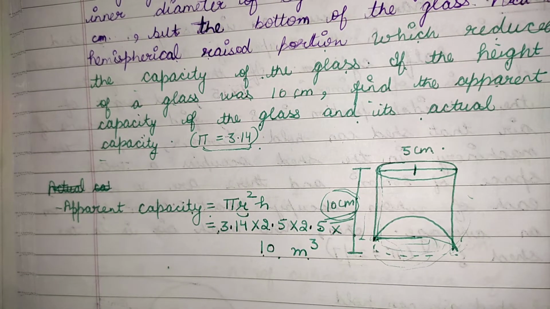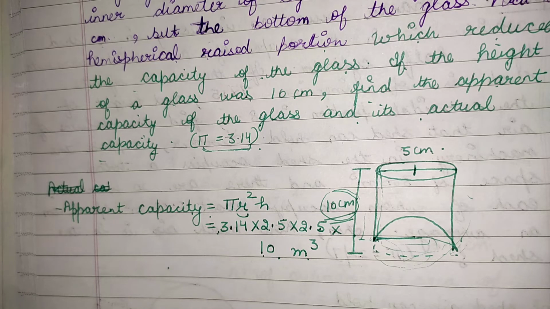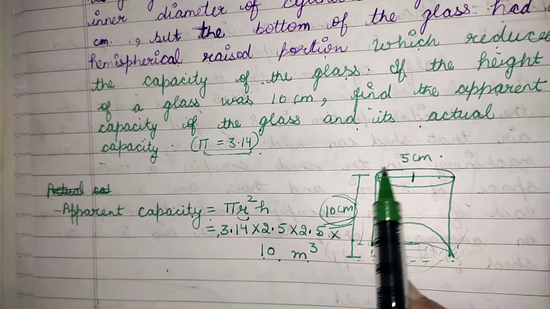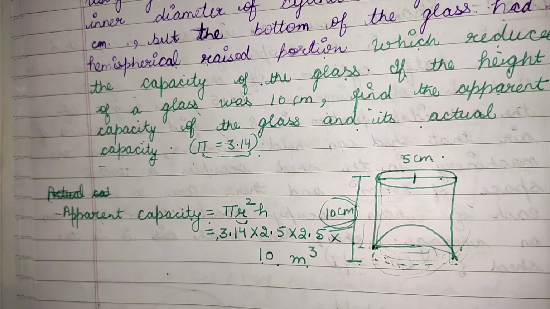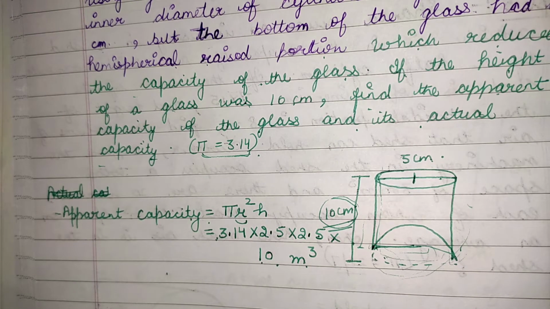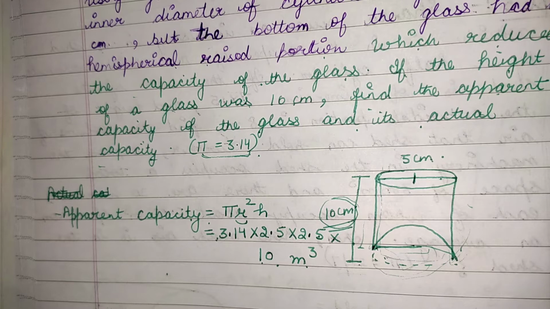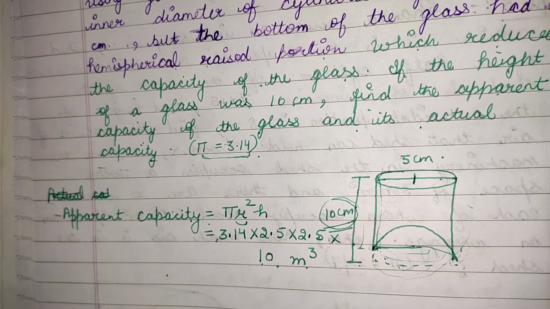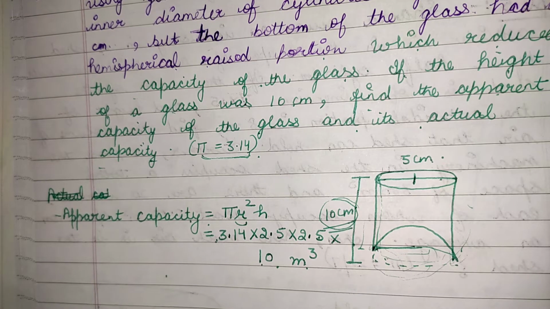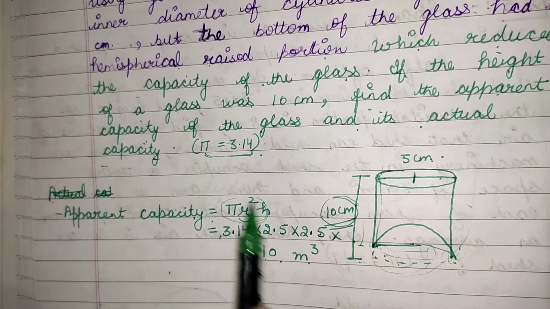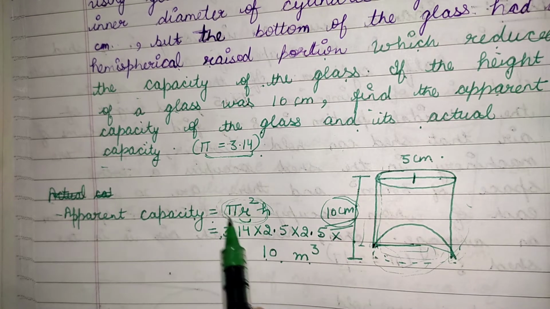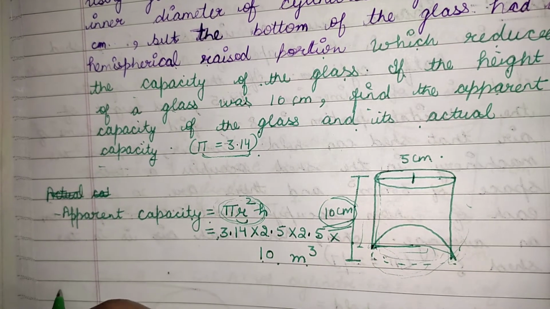So the main concept is that you have to understand that the glass is in the shape of a cylinder and at the bottom there is another shape, which is of a hemisphere. Now you have to find the apparent capacity, which means the capacity if the hemisphere was not there. So if the hemisphere is not there, then this is a complete cylinder, so we have put the formula of a complete cylinder.